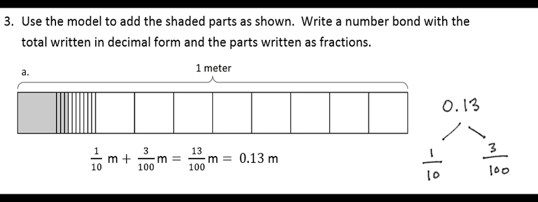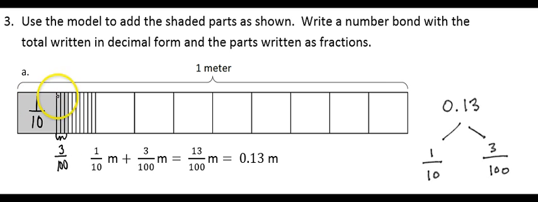The next question says to use the model to add the shaded parts as shown, write a number bond with the total written in decimal form and the parts written as fractions. So this first problem has been done for us. Let's see where we get our numbers from though. We have 1/10 of a meter plus 3/100ths of a meter. So this shaded portion here is 1/10. It takes 10 of these pieces to make the entire meter. The 3/100ths of a meter comes from this shaded portion.